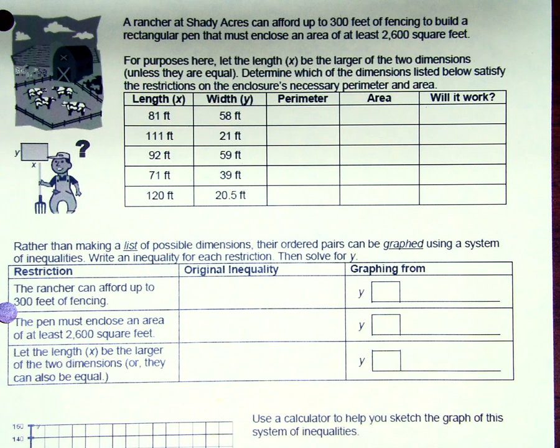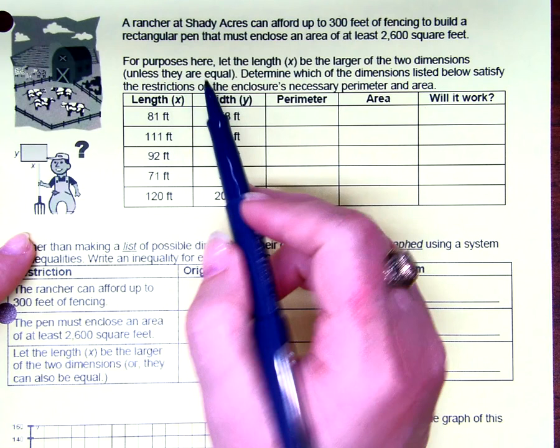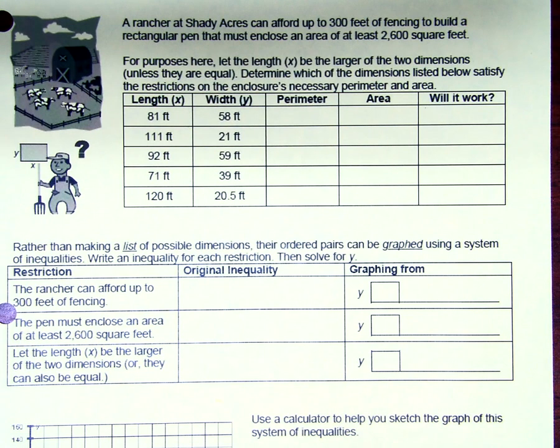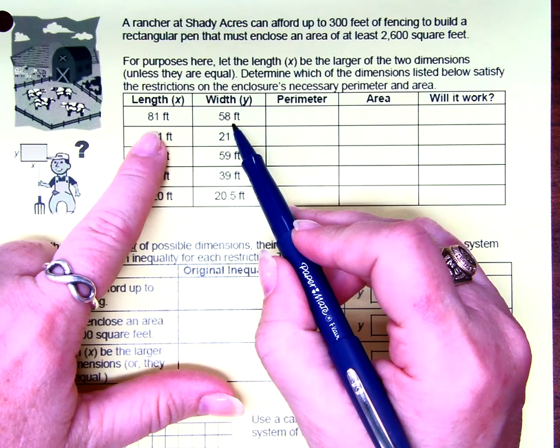Okay. For purposes here, let's let the length x be the larger of the two dimensions. Normally it doesn't matter, but we need to be specific here. Well, of course, unless they're equal. Determine which of the dimensions listed below satisfy the restrictions on the enclosure's necessary perimeter and area. Okay, so how do we find perimeter again?